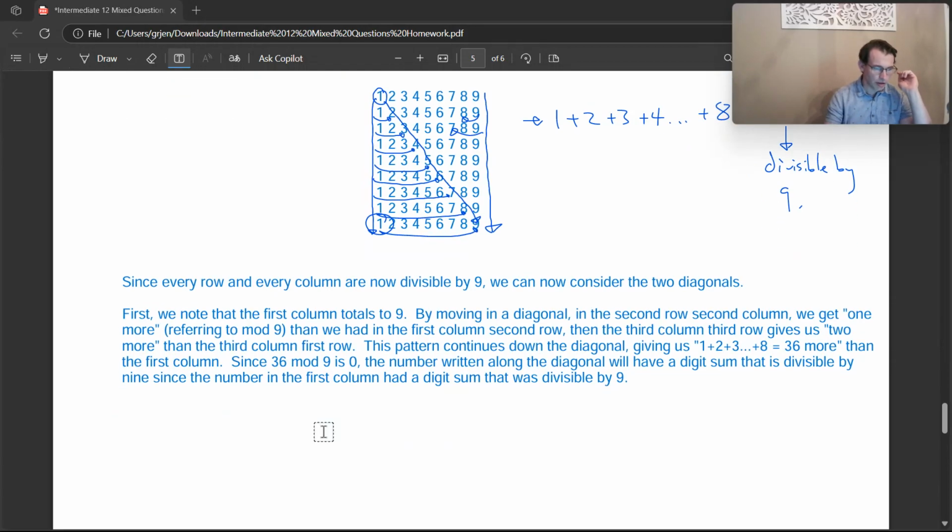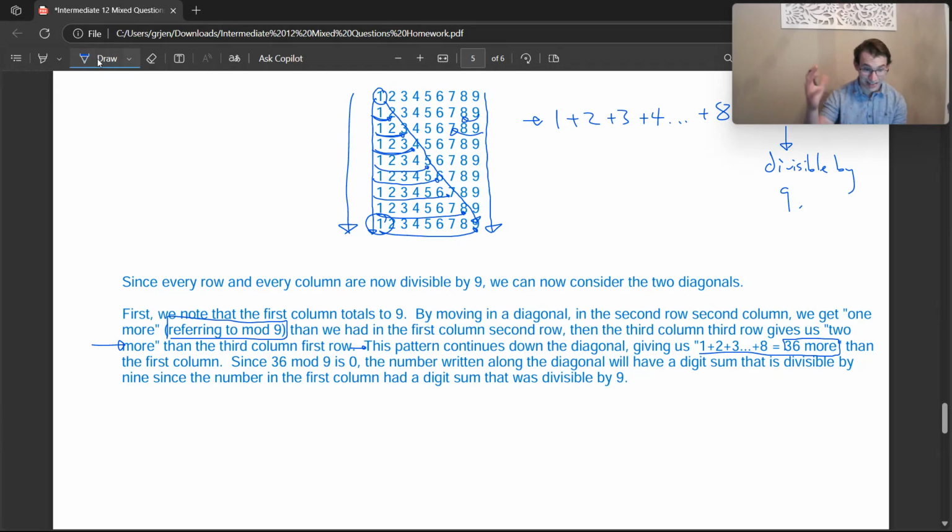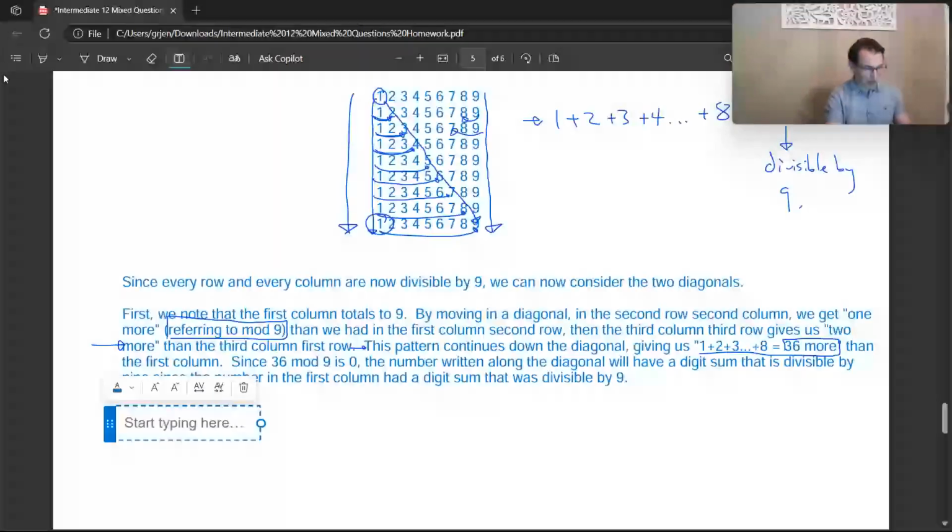So you note that that first column has a digit sum that totals a number divisible by 9 because we decided it would, and then this would be 1 more, 2 more, 3 more, and so on in terms of mod 9 than the previous row. And so that pattern continues, giving us 36 more than the first column. And because the first column was divisible by 9 and 36 mod 9 is 0, it doesn't change the divisibility by 9 at all. Since that column was divisible by 9, that diagonal would be divisible by 9. And then we can make the same argument for the anti-diagonal, I think it's called.